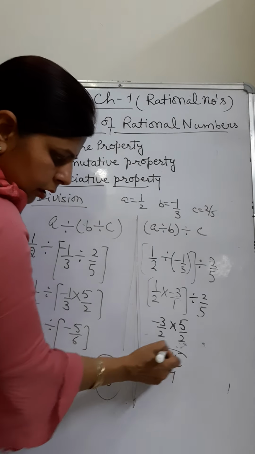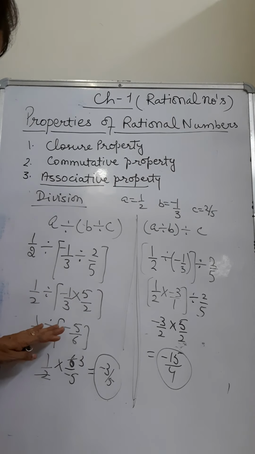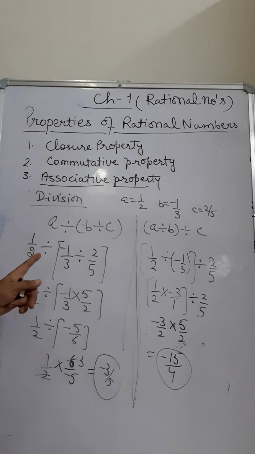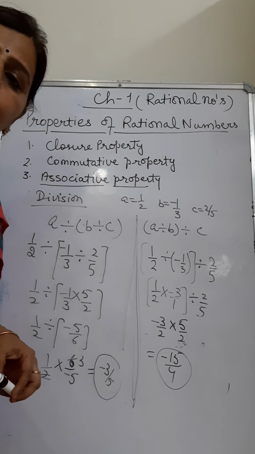Now we observed here that the result is not the same. It means division is not associative. So by doing examples of your choice, you can try yourself, and try the ones given on page 9.